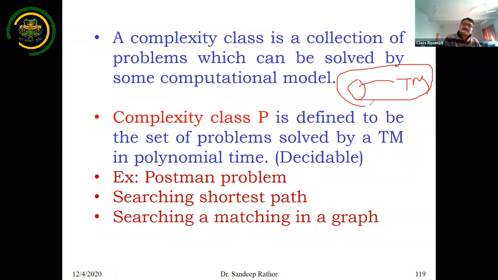And there are various examples that you already read in DA: the postman problem, searching the shortest path, searching a matching in a graph. All these problems are decidable, and they are under the category of complexity class P. If you have any doubt or confusion, please let me know.